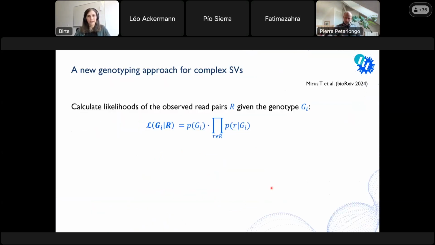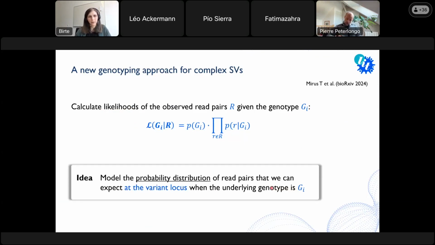And it uses exactly this approach of computing the likelihood as a product over all read pairs. And the idea is to model the probability distribution of read pairs that we can expect at the variant locus when the underlying genotype is G_i. And then once we have this probability distribution, we can simply look up the read pair probabilities in this pre-computed table. So once you have a probability distribution which is specific to a variant, it's going to be easy to look up the read pairs you have actually observed in your data set.